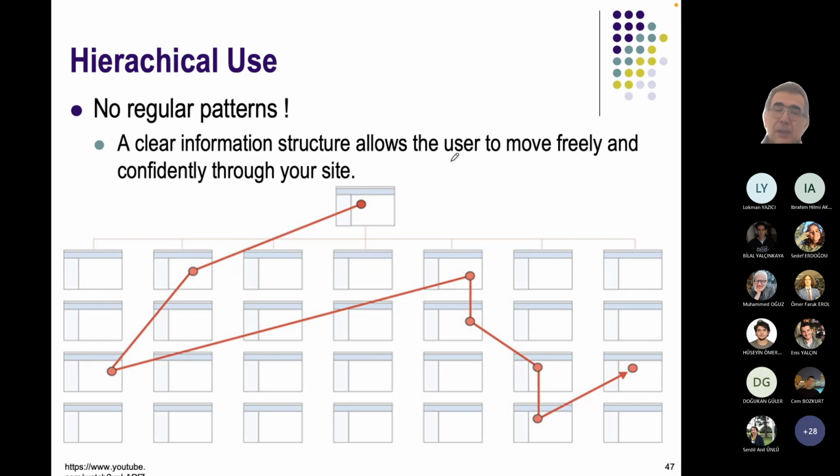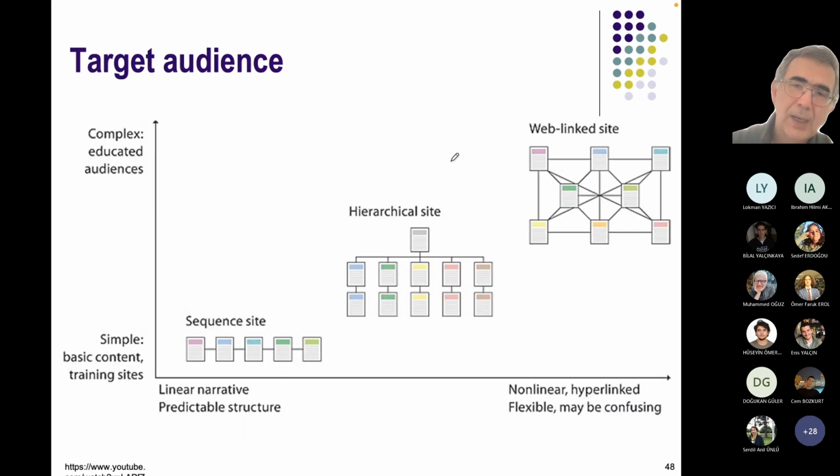So this is clear structure, clear information structure, showing the hierarchical organization, but users can move around by jumping from one substructure to another substructure. And this is a successful example. How they are related.